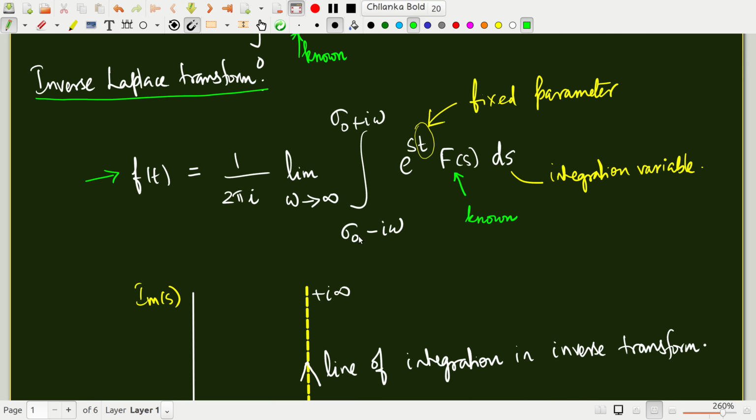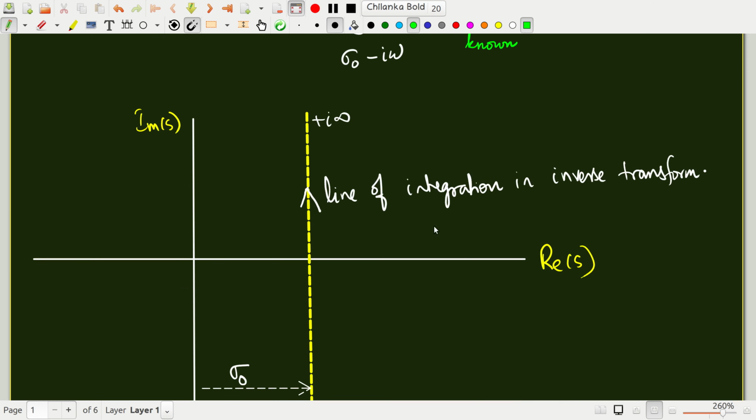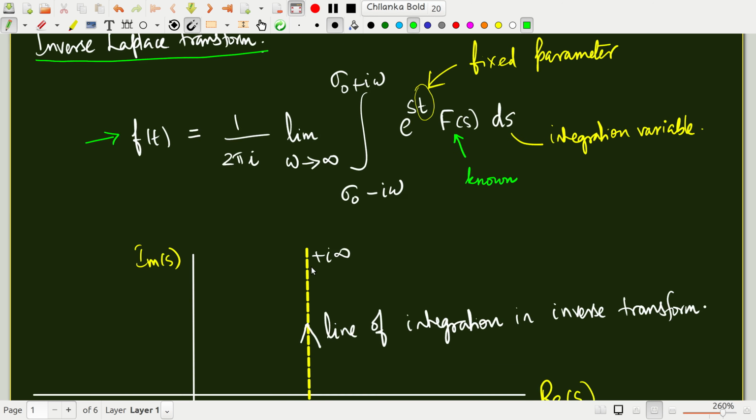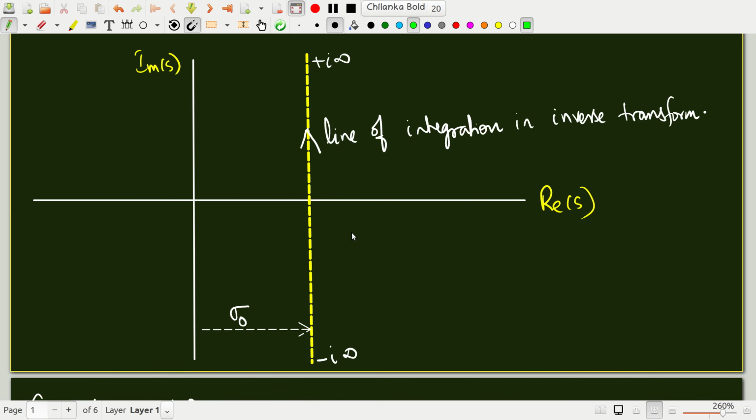Now note that s is in general complex. It's the integration variable. It goes from sigma naught minus i omega to sigma naught plus i omega, where omega goes to infinity. Basically, if you look at the complex plane for s, the line of integration of the inverse transform has the real part of the variable constant at sigma naught. You are walking all the way from sigma naught minus i infinity to sigma naught plus i infinity. This is the line of integration of the inverse transform.